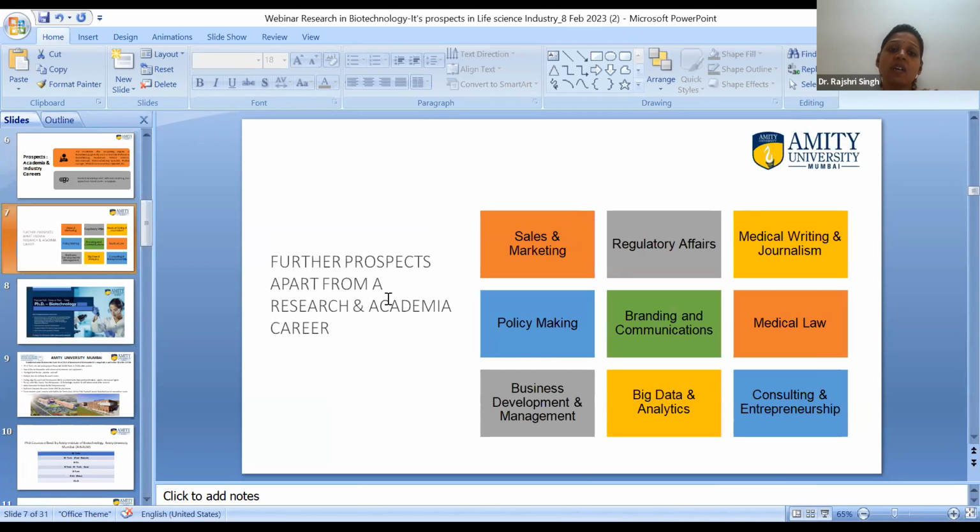When we talk about research, there are other fields that are also very applicable and can be explored by students studying in this field, which can be sales and marketing, regulatory affairs, medical writing, journalism, medical law, IPR, branding, policy making, big data analysis, career consulting, entrepreneurship, and startups. All those aspects can also be explored with higher studies in this field.